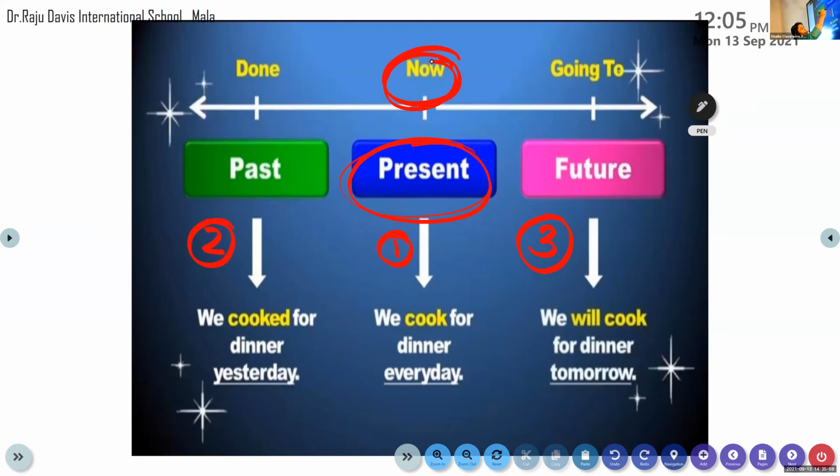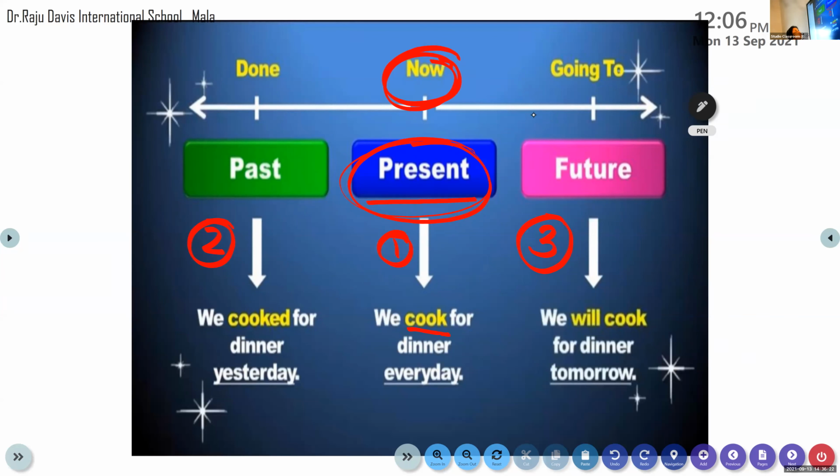That tells us the present tense. It uses the base form of the verb. We cook dinner every day. Cook is the base form of the verb. Is that clear? So the present tense tells us or indicates what is happening now. Okay, is that clear to all of you?